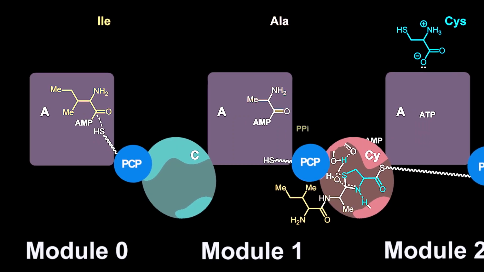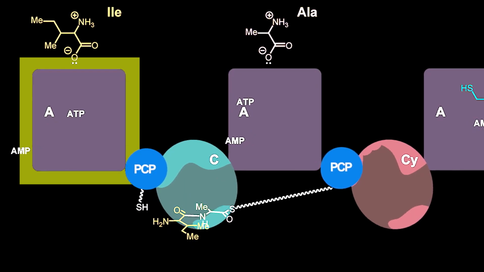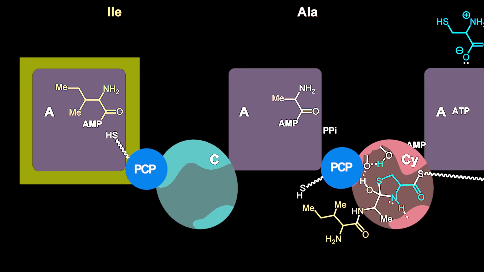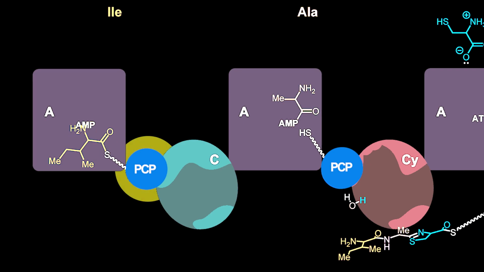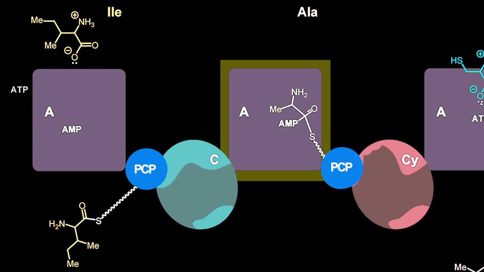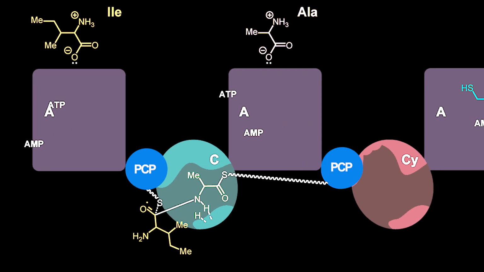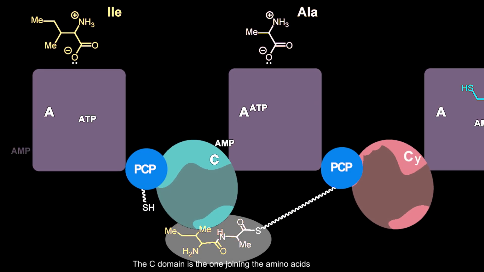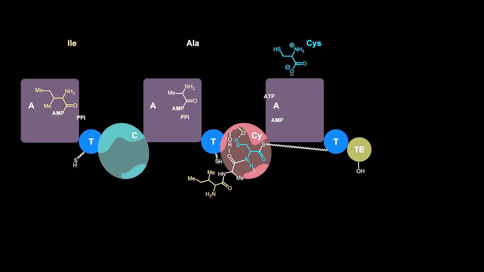Like the AT domain in FAS, NRPS uses an adenylation domain, or A domain, to select the first amino acid, though it must use an ATP to activate it first. Then, similar to the ACP domain in FAS, NRPS uses a PCP domain to carry this molecule. The A domain selects the next amino acid using an ATP, and the PCP domain takes it. The amino acids are then joined into a dipeptide. Next comes tailoring. Though similar to PKS, there's not always a tailoring domain.